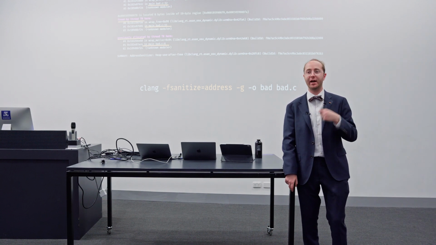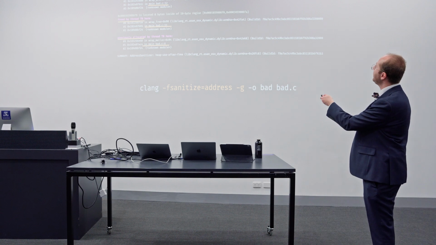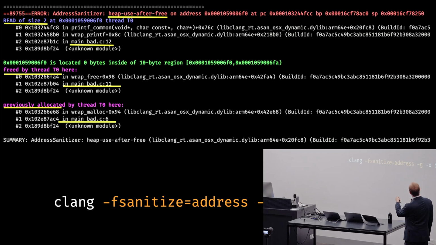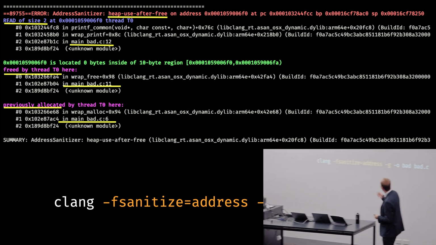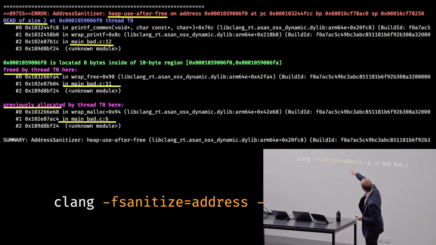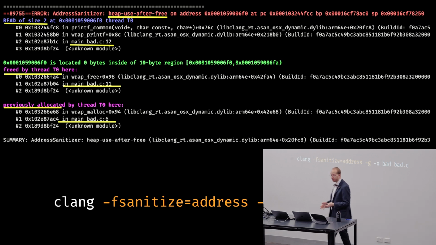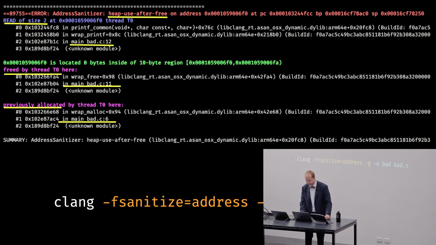So this is a form of dynamic analysis. So we'll see heap use after free. There's a read of size 2 that I shouldn't have done at bad.c line 12. And you can see it also gives us where it was first allocated and where it was freed. So what I've done is I've used memory that I've already freed. Where did I make that memory? At line 6. And where did I free that memory? At line 11. And where did I use that memory? At line 12. So this is quite a powerful tool for you to use to start detecting errors in your code.